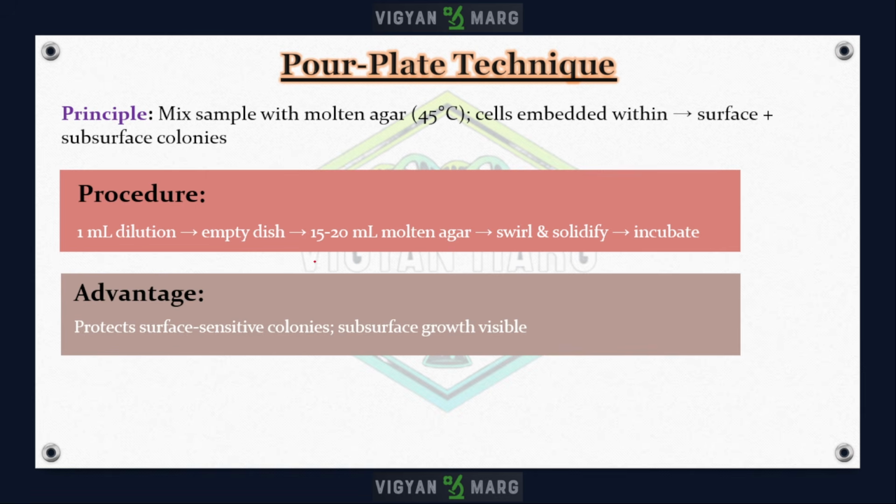And the pour plate technique is another quantitative method, but here the bacteria are mixed with agar rather than being spread on top. The principle is you transfer 1 ml of diluted sample into an empty sterile petri dish. Okay, you can do it like that. You can transfer the 1 ml of diluted sample into the petri dish and add your agar into that and mix it accordingly. Otherwise, you can first mix it into your agar, and you can pour it into the plate. Okay, both things you can do.